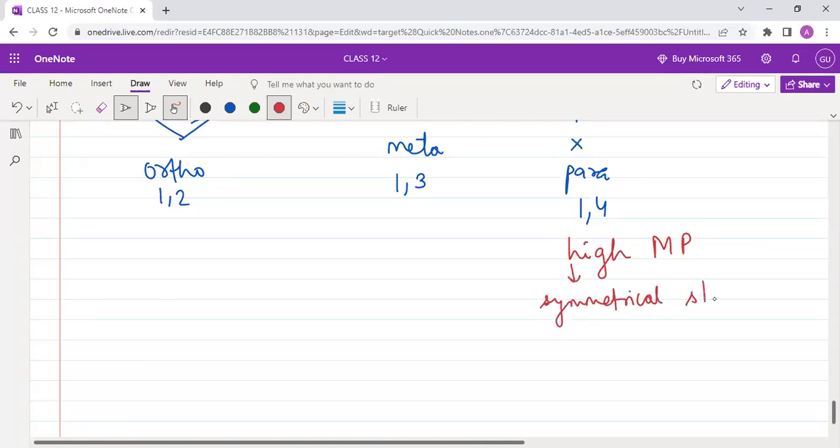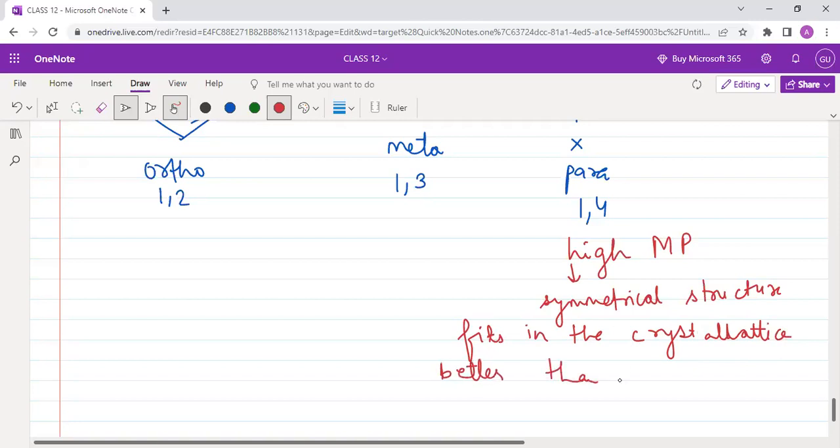Because of the symmetrical structure of the para form, it fits in the crystal lattice better than ortho and meta forms. So you have to remember that the para form has the highest melting point. Fine? And the boiling points of all these will be nearly the same, with a very small difference.